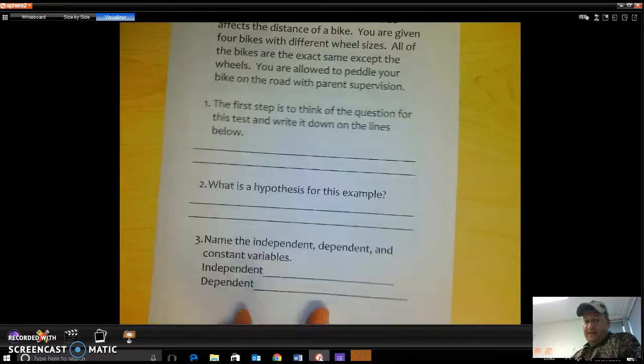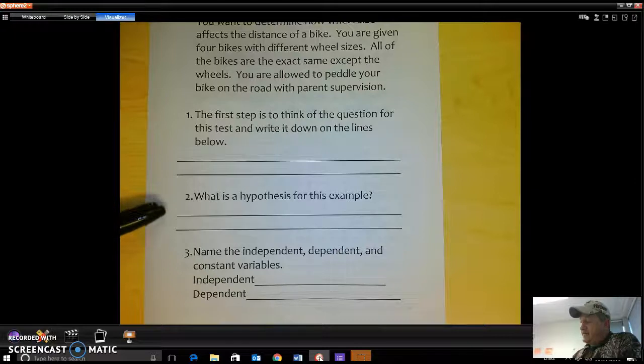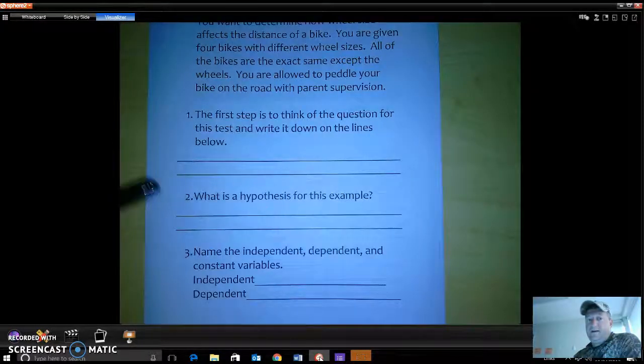Okay, number 2. We are going to think about the example situation at the top, and we are going to write a hypothesis. What is a hypothesis for this example? Now, again, you're going to think of a possible answer to your question, and that is what you're going to write here. What is the possible answer to your question?